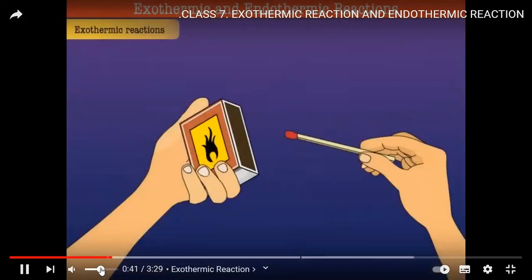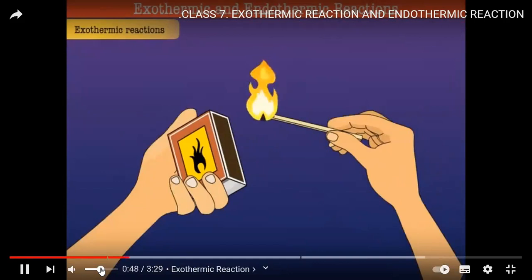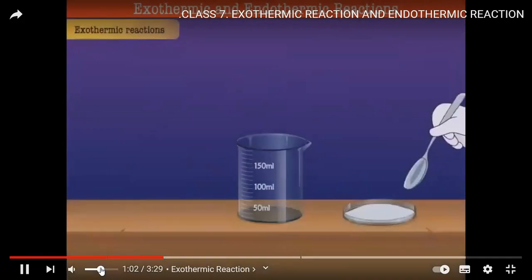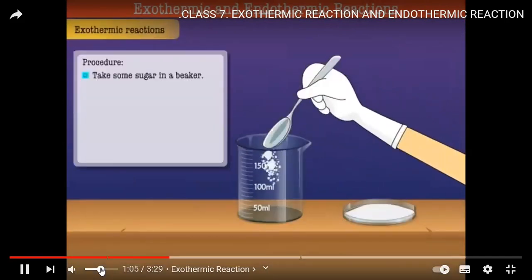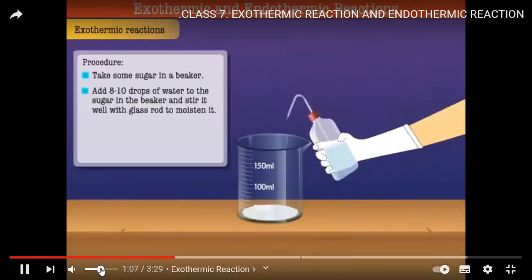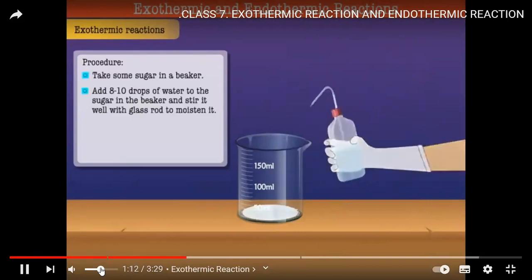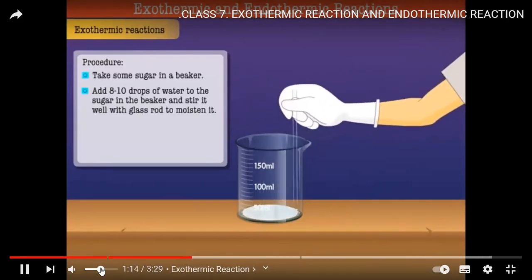Let us look at a few examples of exothermic reactions. Take a matchbox and strike the matchstick on its side. The matchstick burns, giving out a lot of heat. Let's watch this dramatic example of an exothermic reaction: the dehydration of sugar with concentrated sulfuric acid. Let's take some sugar in a beaker. Add 8 to 10 drops of water to the sugar in the beaker and stir it well with a glass rod to moisten it.